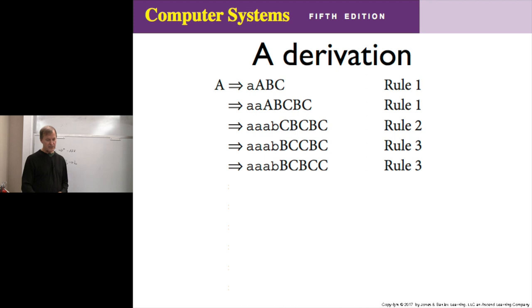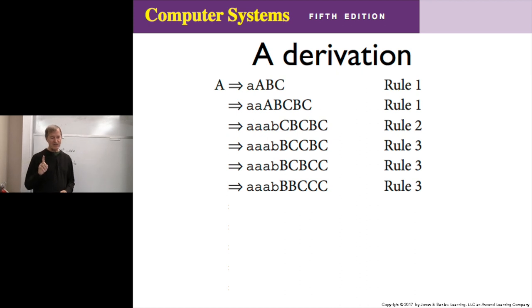BB. I think we can do rule three again, can't we? Because don't we still have a CB? Don't we still have a CB? So you use rule three again. And so now we have this. Are we good? But now, look what we can start doing now.